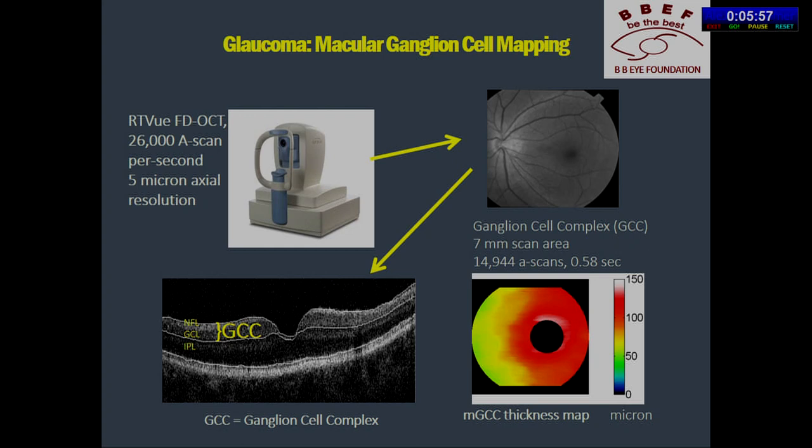Now we have gone over the retinal nerve fiber layer. Something new, the macular area. It is very important because in glaucoma, macular ganglion cell mapping is important because in very early cases, these cells are being damaged. In the RTVue FD OCT, 26,000 scans per second are being done at a 5 micron axial resolution.